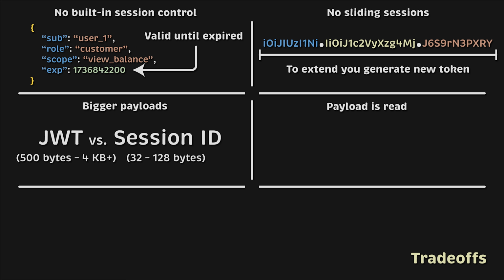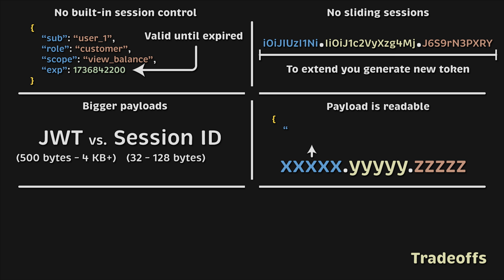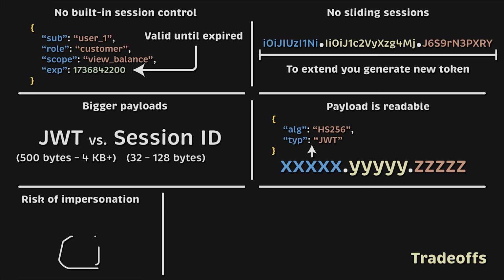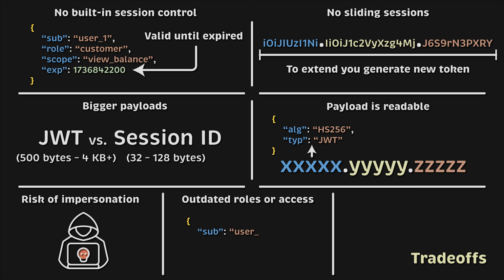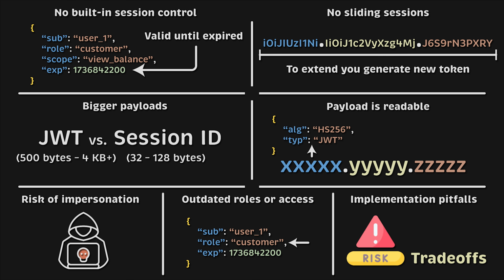The payload is readable, and anyone with the token can decode its contents. While the signature prevents tampering, it doesn't hide data. It's important never to include secrets or personal information without an extra encryption layer. If an attacker steals a valid token, they can use it to impersonate the user until it expires. Tokens can be outdated. If a user's permissions change, old tokens still reflect the previous state until they expire or are reissued. There are also some challenges in implementation. Common mistakes include skipping signature checks, using weak algorithms, or failing to validate claims like expiration. These small misconfigurations can open large security holes.